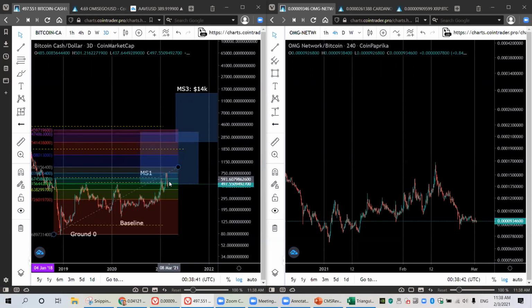Currently, this may not be the end of the Moonshot One for Bitcoin Cash. It might even go up a little bit. So that's why it looks like a strong market for Bitcoin Cash.